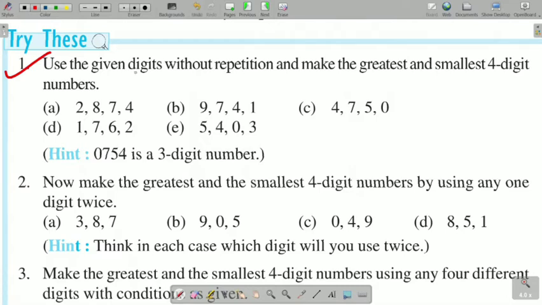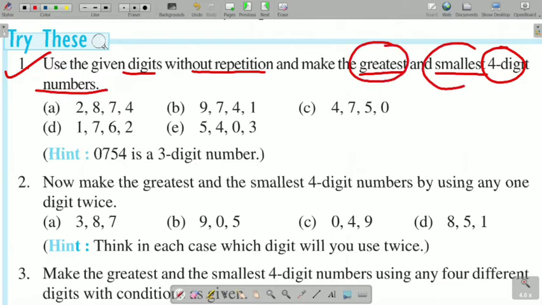Use the given digits without repetition and make the greatest and the smallest 4-digit numbers. Okay, so using these digits we have to make the greatest and the smallest 4-digit numbers. So how can we make them? Before solving the questions, I want to make it clear that when you are going to make the greatest number, you have to choose the greatest digits. And what are the greatest digits?